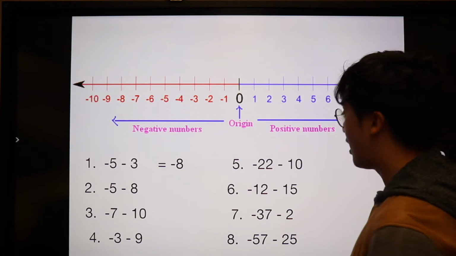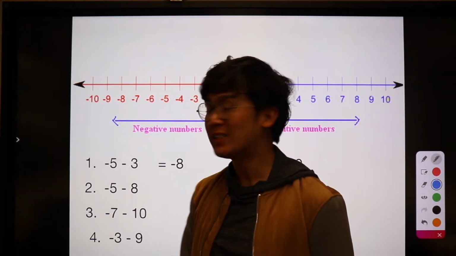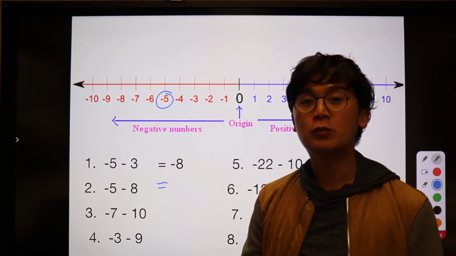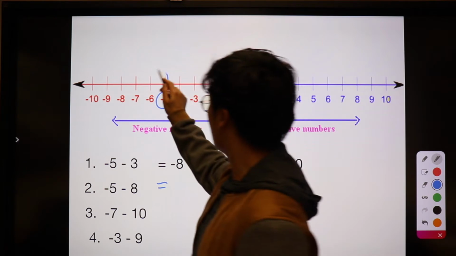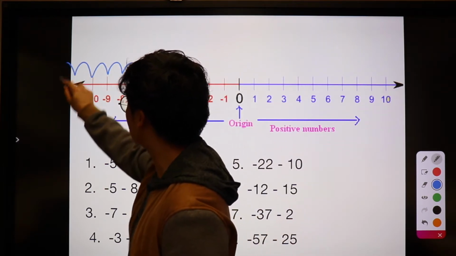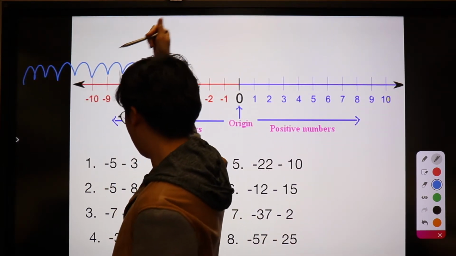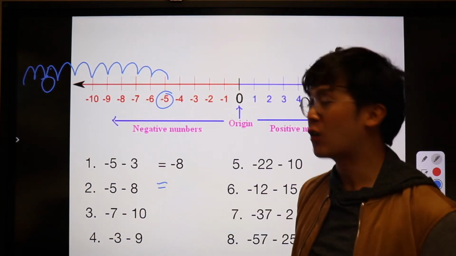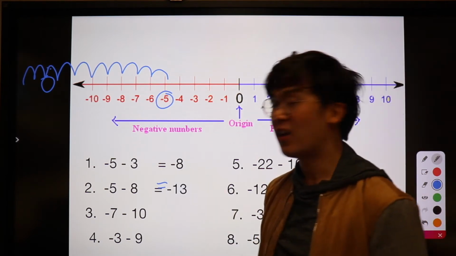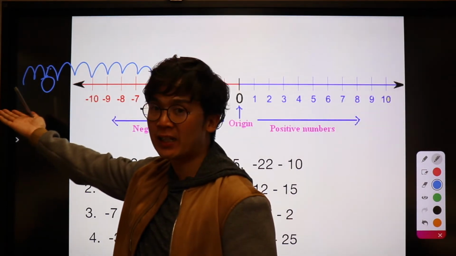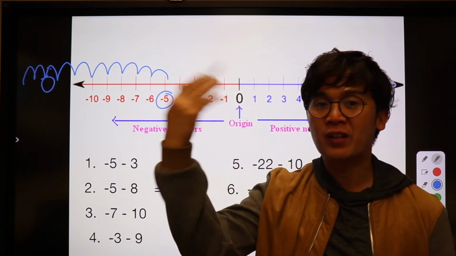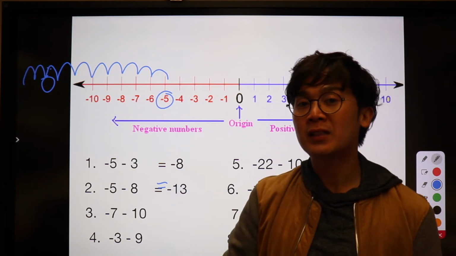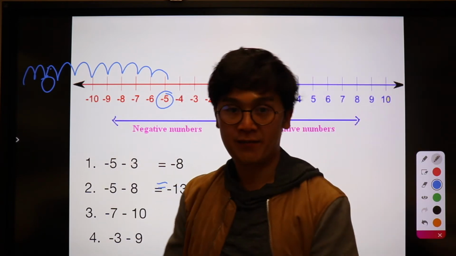And for the other question, which is negative 5 minus 8, it means we're going to start at negative 5, and we're going to move 8 units to the left. 1, 2, 3, 4, 5, 6, 7, 8. So we're going to get an answer of negative 13. Even though negative 13 is no longer on the number line, since you're already visualizing your negative numbers in your head, you know that our integers are not limited to just negative 10 and positive 10.